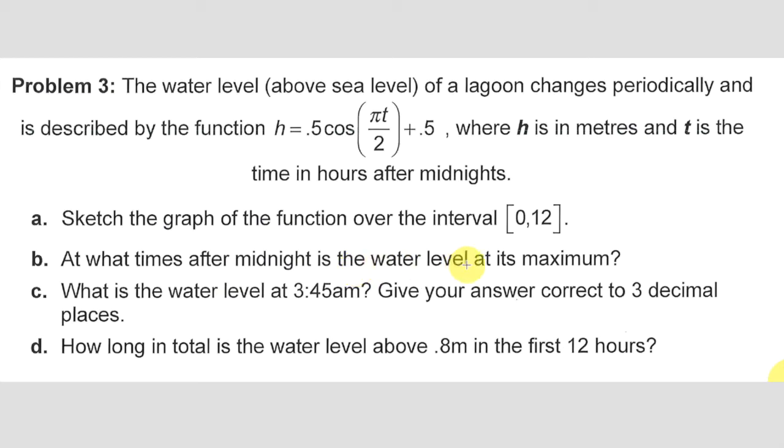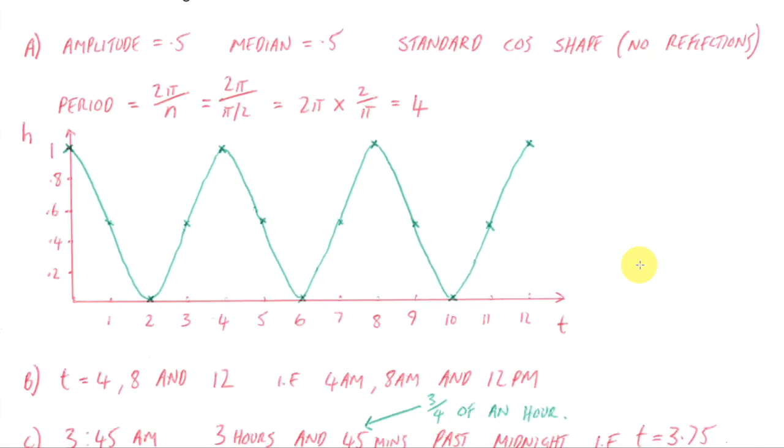Part B, at what times after midnight is the water level at its maximum? Now for this particular graph, it's very easy for us to read. The question was asking at what times after midnight, so I ignore 0 for time because that is in fact midnight. So it happens 4 hours after midnight, then 8 hours after midnight, and finally 12 hours after midnight. And that's shown here, 4, 8 and 12.